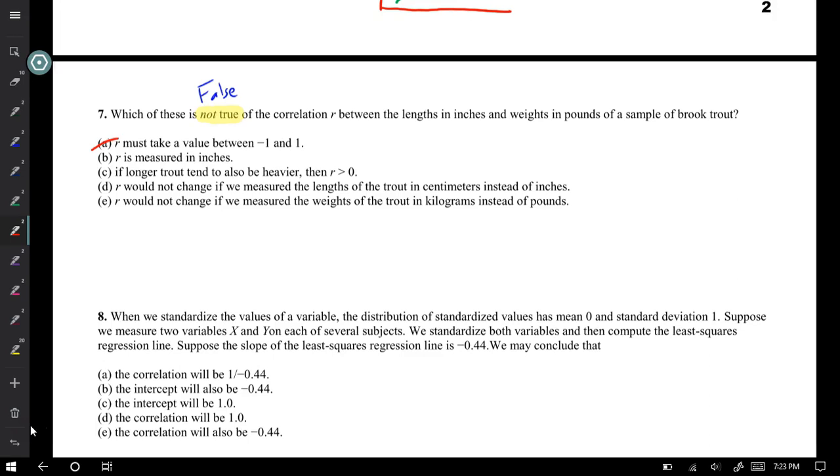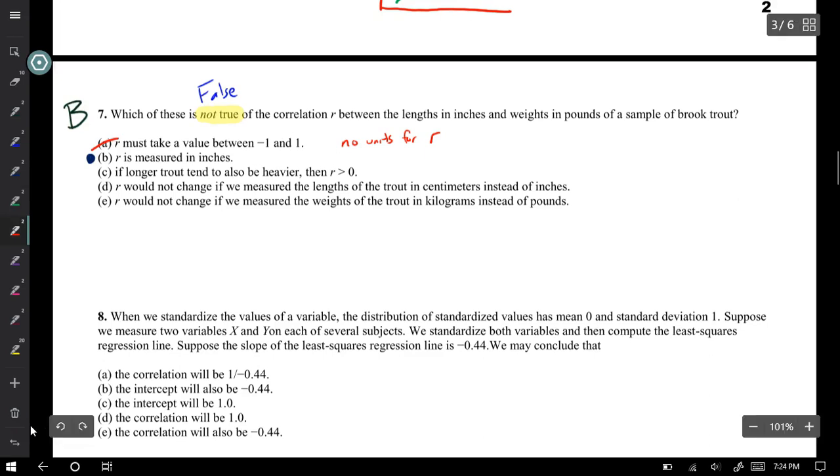R is measured in inches. Now, a student might say, hey, that's true because I'm looking at inches and weights, but I'm going to mark that one. That one's actually false off the top of my head. Maybe it's not the most false, but I know it is because R, -1 and 1, there are no units for R. So I could tell you right now the answer is going to be B. But let's talk through the others as well.